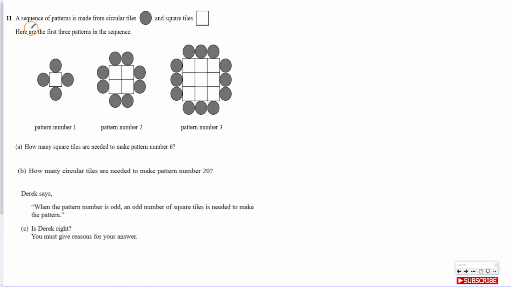Right, for question 11, we are told a sequence of patterns is made from circle tiles and square tiles. Here are the first 3 patterns in a sequence. So pattern number 1, pattern number 2, pattern number 3. For part A, we're asked to say how many square tiles are needed to make pattern number 6. So we're dealing with just square tiles. So let's see what this pattern looks like then.